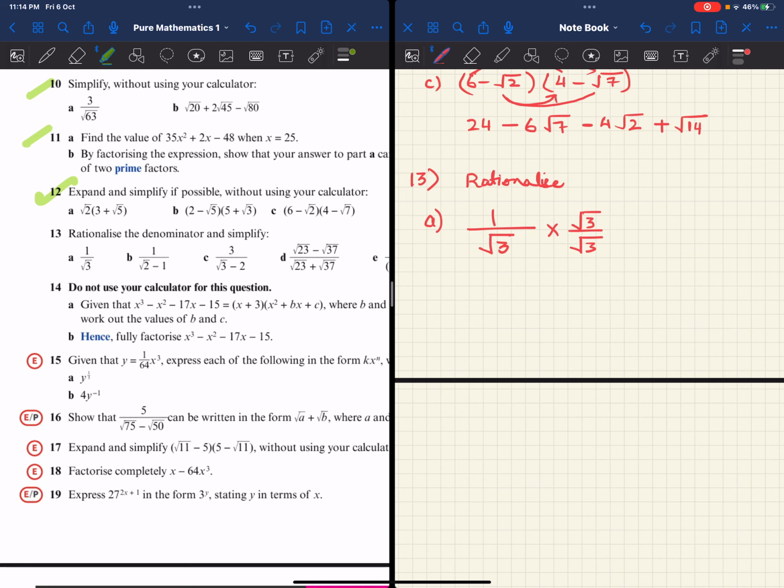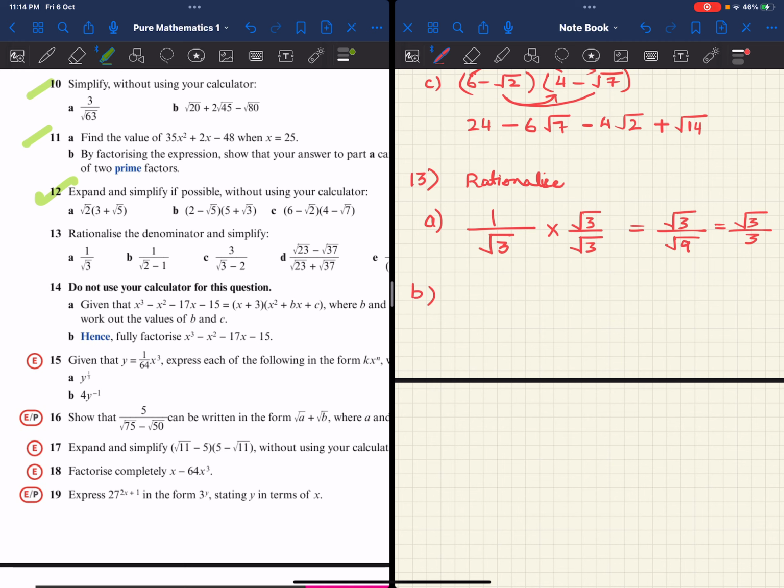And this, in fact, is 1. So we are multiplying by 1. So in other words, we are not changing the value of the question. So 1 times root 3 gives root 3 in the numerator, and root 3 times root 3 gives us root 9, which is in fact 3. So in this way, we got rid of the root sign in the denominator.